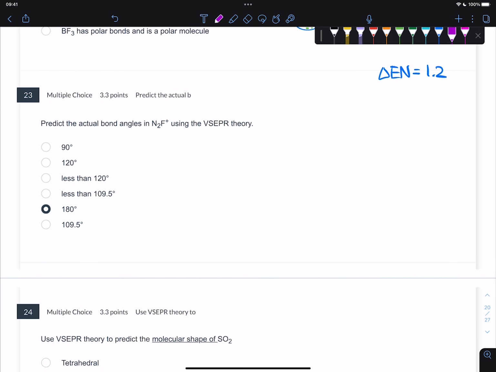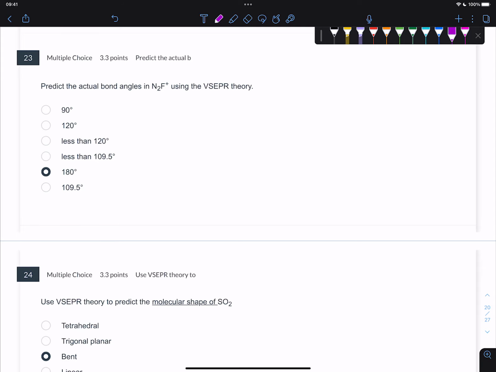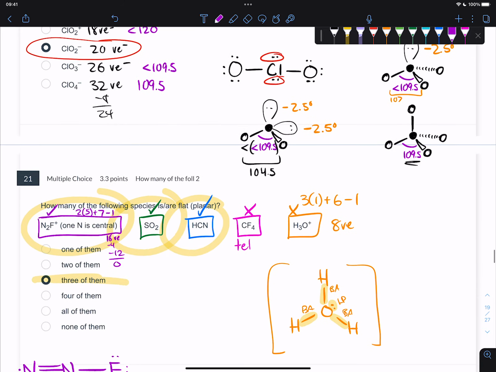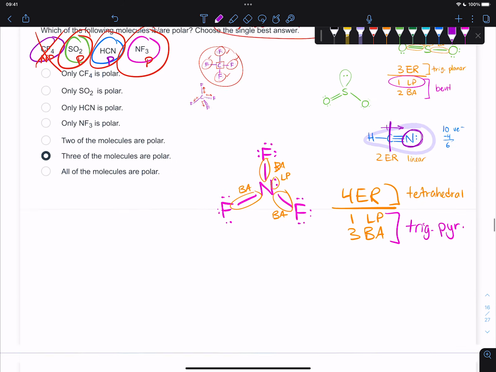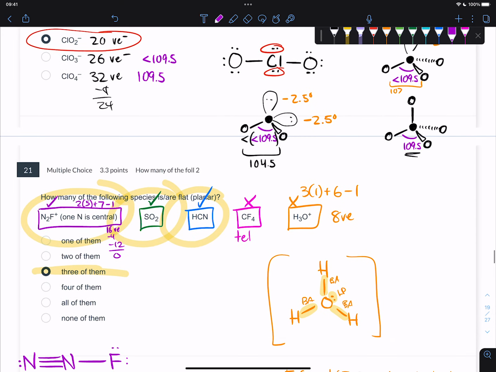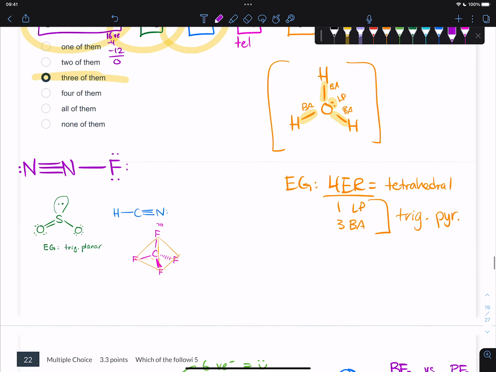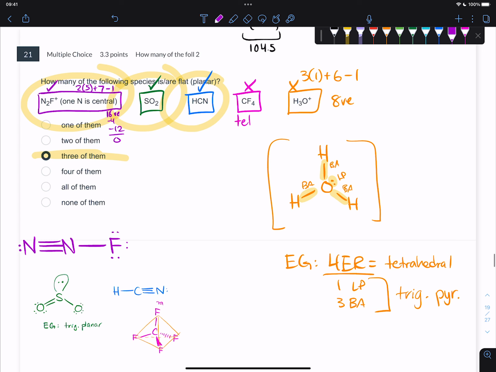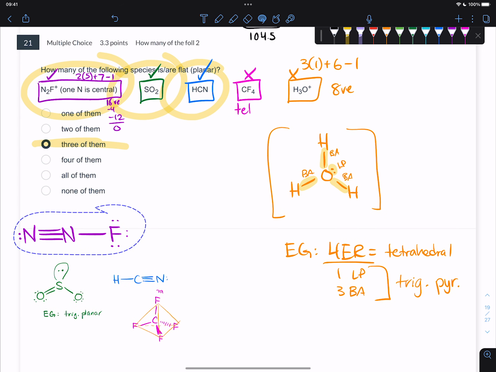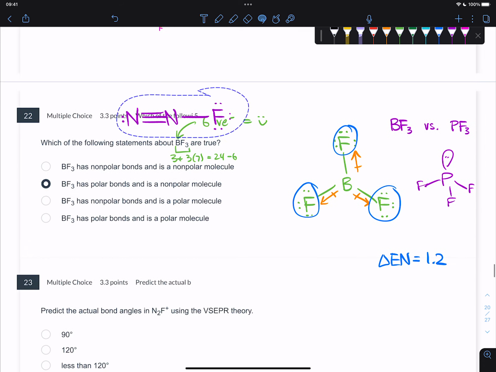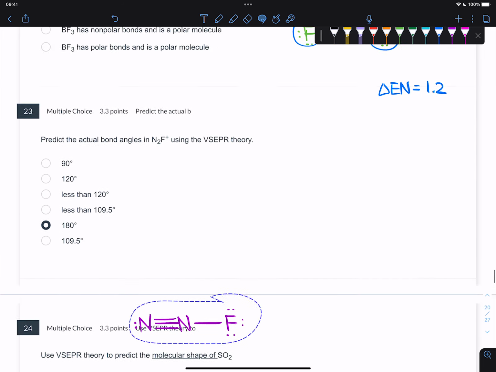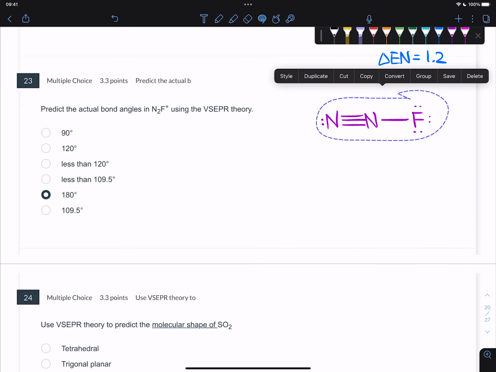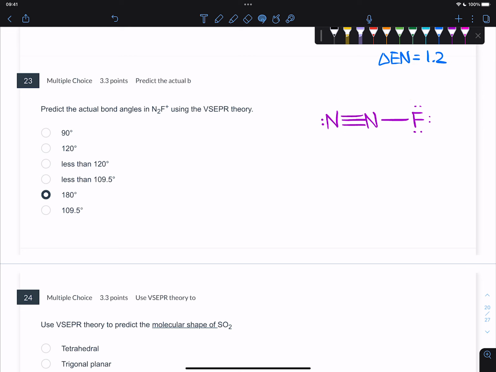Let's delete this. All right, number 23. Predict the actual bond angles in N2F2 using VSEPR theory. Well, we drew it already, didn't we? Where did it go? Okay, I guess I'll draw it again. It's not too big of a deal. Okay, wait, I did. There it is. So we're going to duplicate this and move it down. Okay, so we have N2F2. And we did the drawing already, so if you didn't, kind of rewind the video.